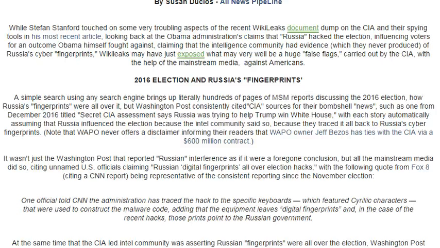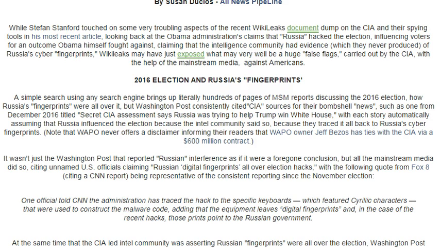But the Washington Post started quite a lot of those stories, consistently citing CIA sources and their bombshell news, such as one from December 2016 titled, "Secret CIA Assessment Says Russia Was Trying to Help Trump Win the White House." And each story automatically assumed Russia influenced the election because the intel community said so. Well, they traced it back to Russia's cyber fingerprints.